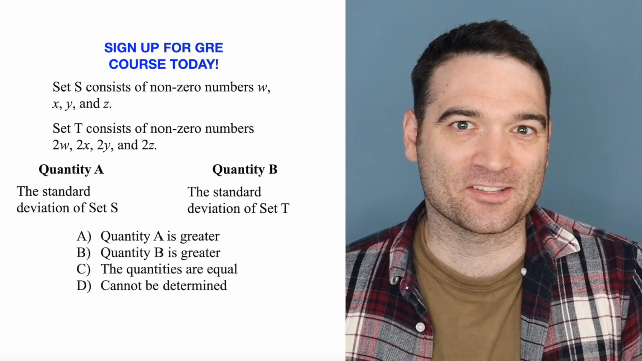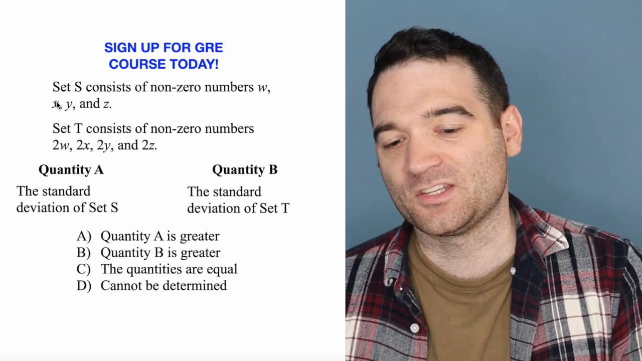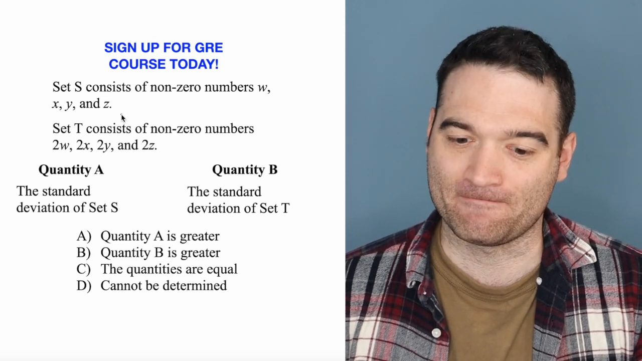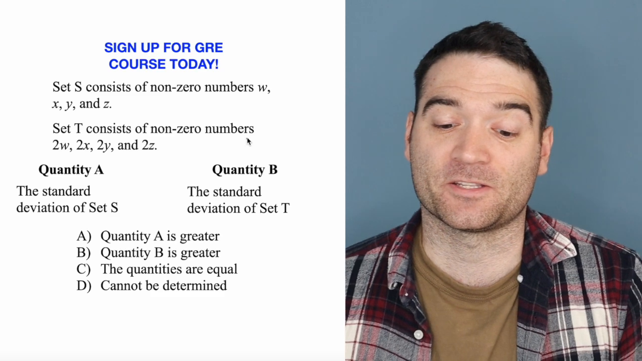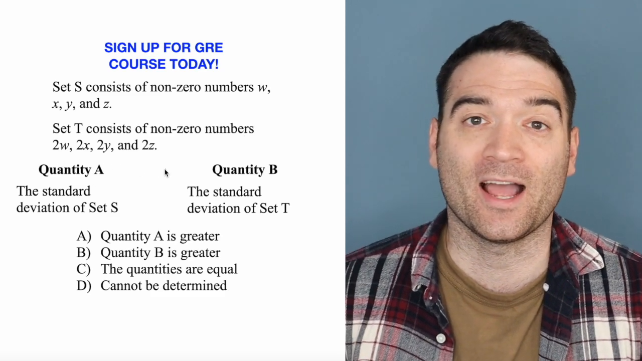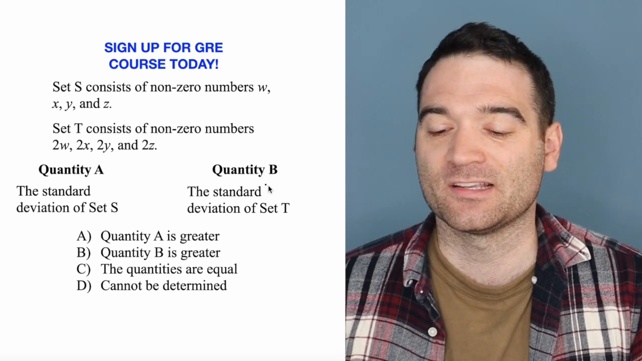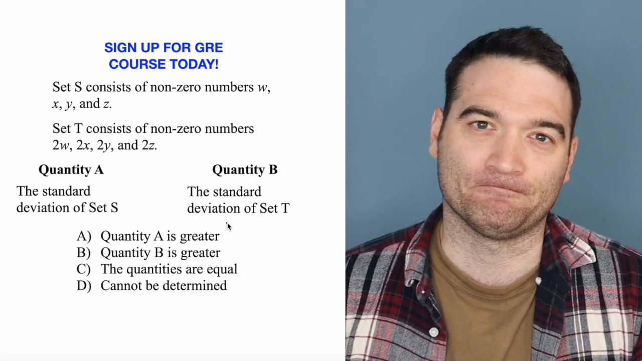Here's a GRE data analysis question. Let's take a look. Set S consists of non-zero numbers W, X, Y, and Z. Set T consists of non-zero numbers 2W, 2X, 2Y, and 2Z. So we want to know what's greater, the standard deviation of set S or the standard deviation of set T.